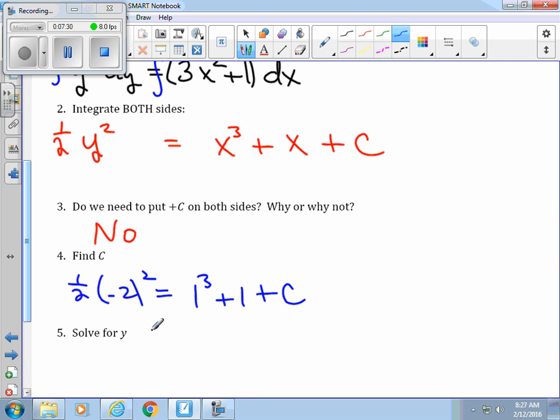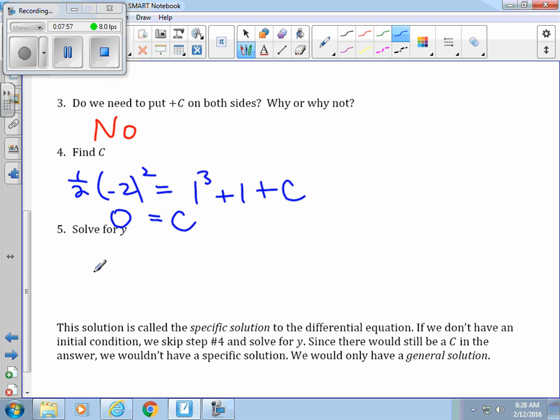They're not the same c necessarily. I mean, maybe they are, but they would be two different constants, and so you could lump them together and say I've got one constant. 4 divided by 2 is 2. 0 equals c. So sometimes c is 0, just like with regular integration. So I have 1/2 y squared equals, what was it, x cubed plus x.